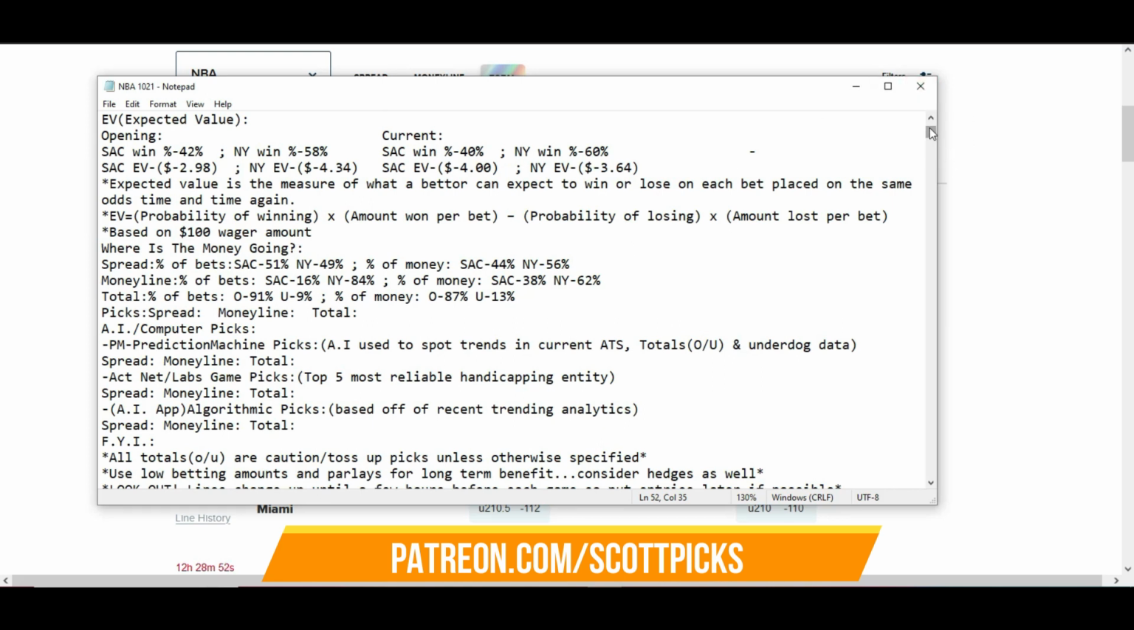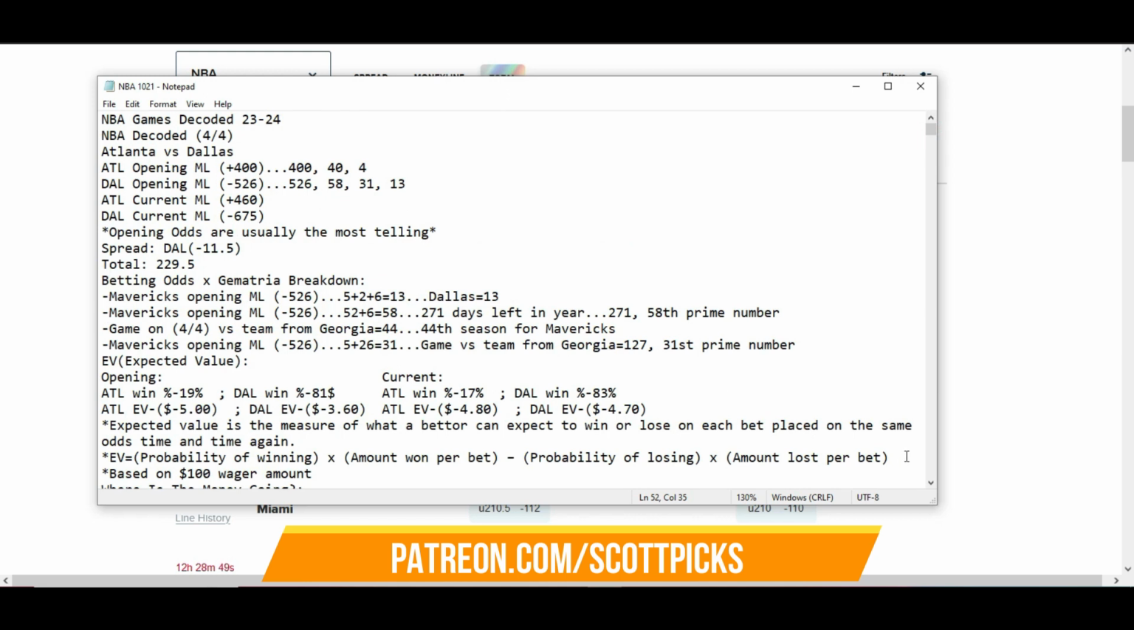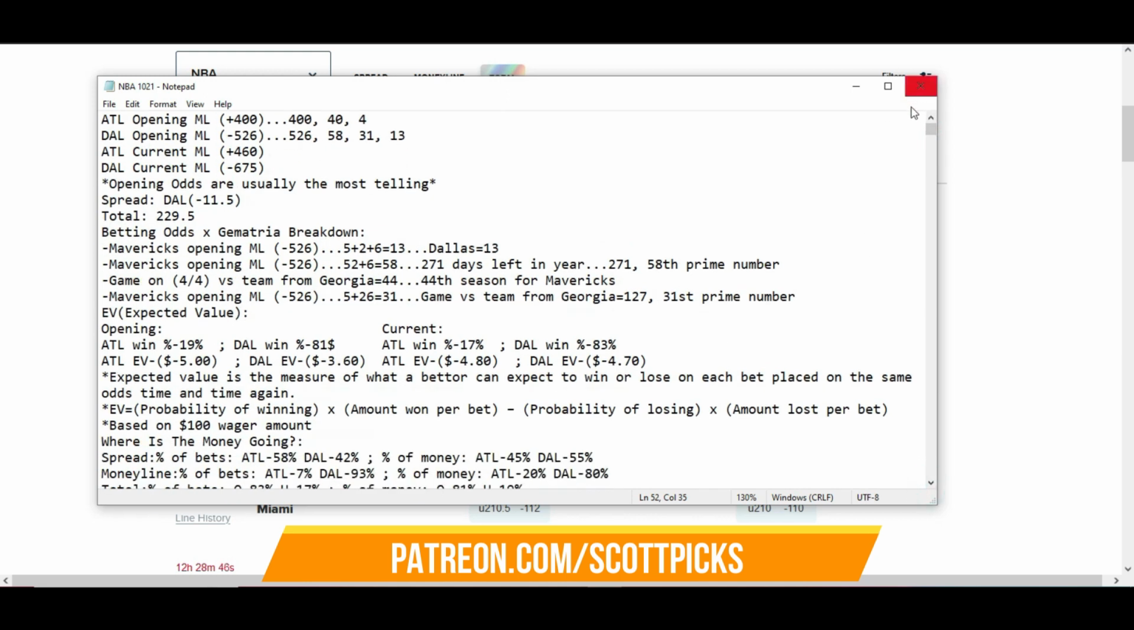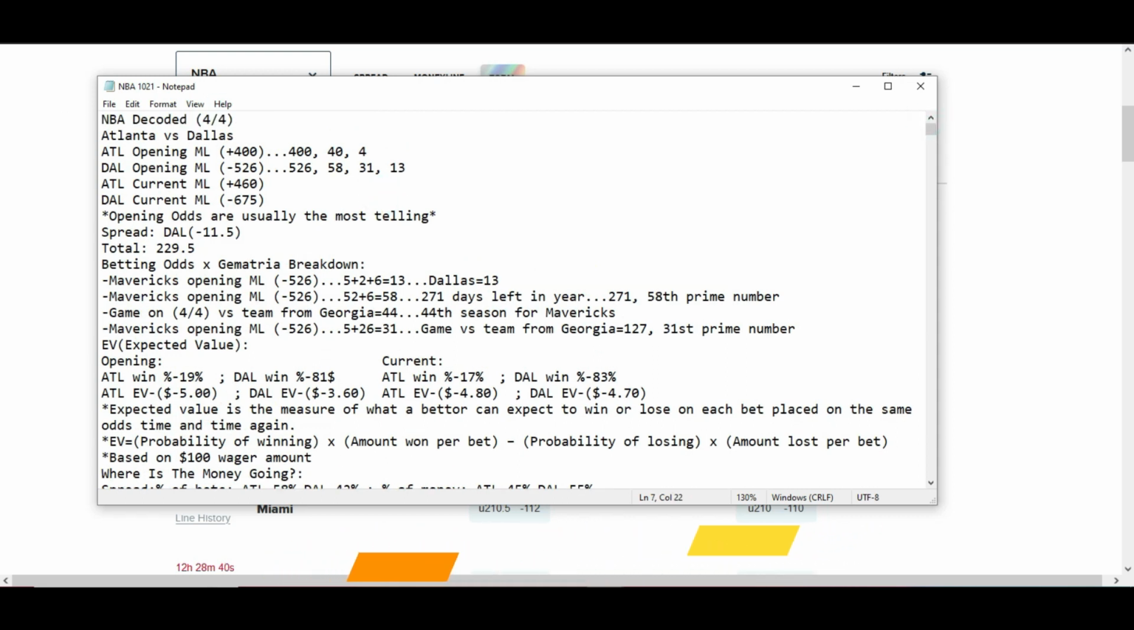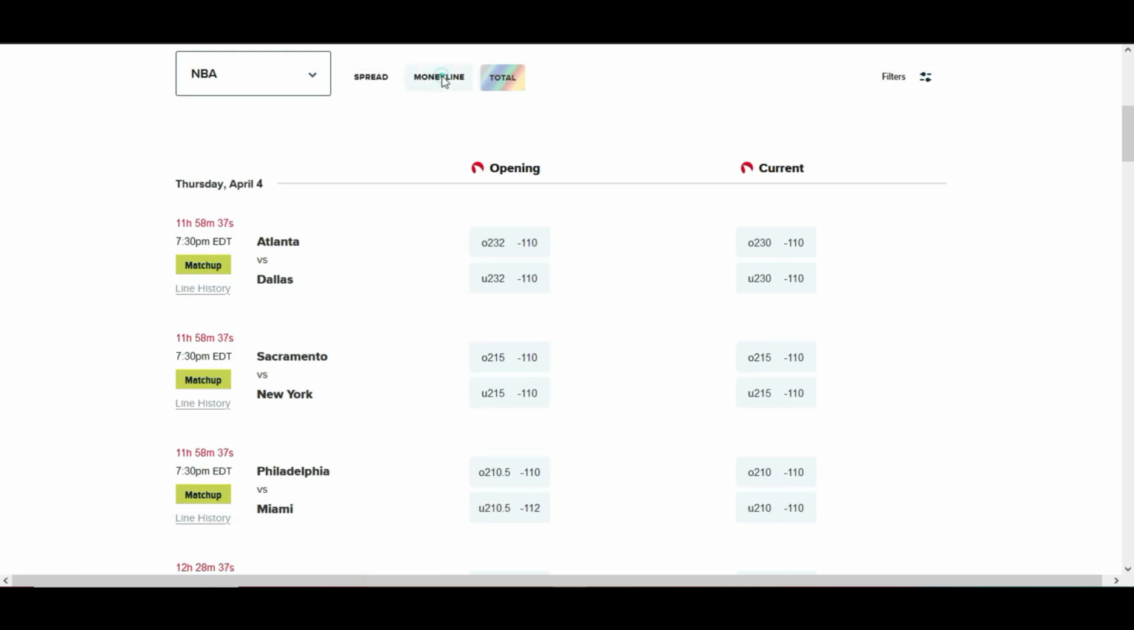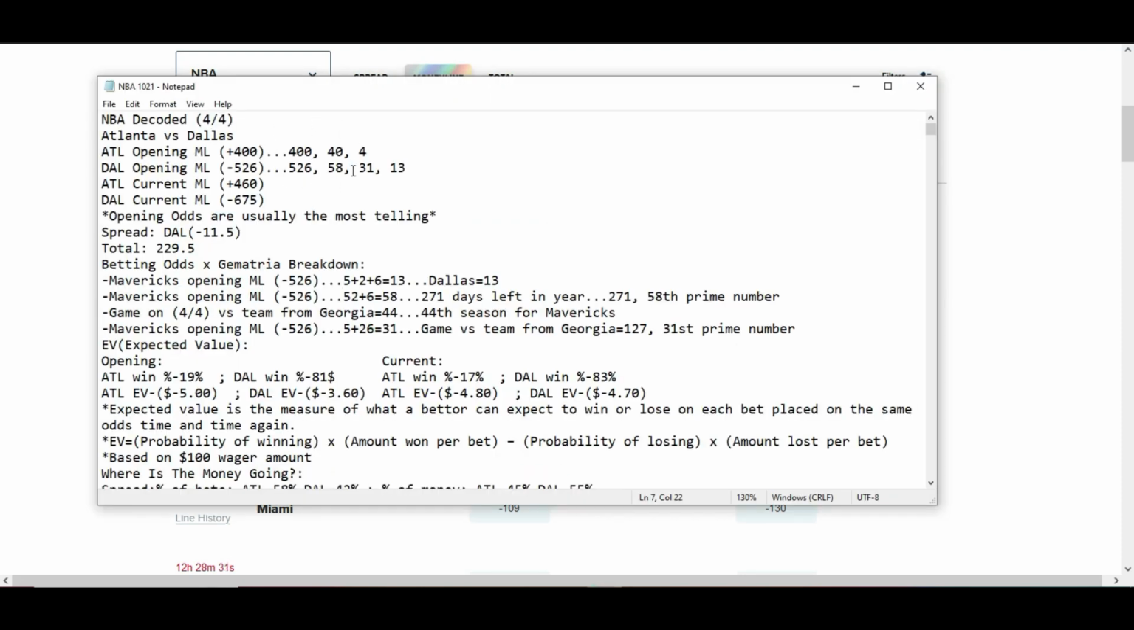Let me go back up. All right. Atlanta versus Dallas. We're going to start with that game. The Hawks versus the Mavericks. Opening odds are on the screen, as you can see here. They are plus 400, minus 526, same thing. And you just apply reduction. You reduce by separating the integers and add them together. The numbers are on the top of the screen. We're going to start here. Spread is right here. The Mavericks are favored by nearly 12 points, 11.5. 229.5 is the total. Odds and Gematria breakdown.